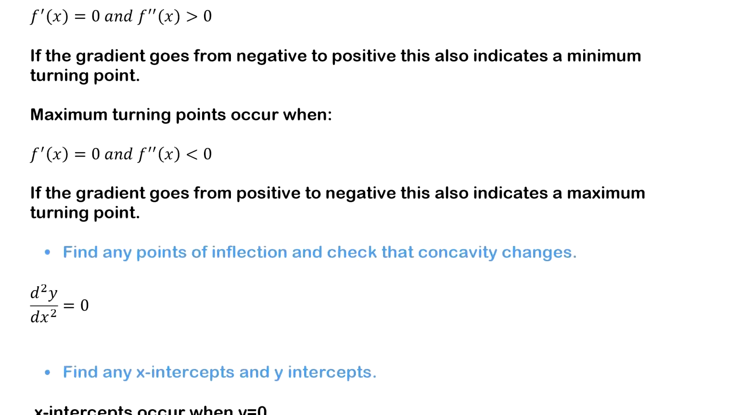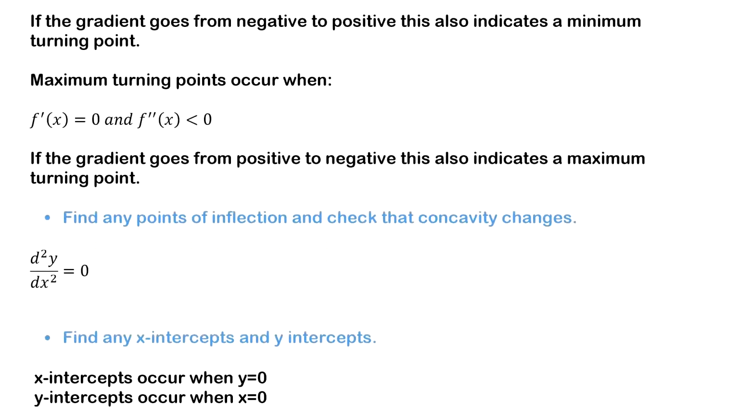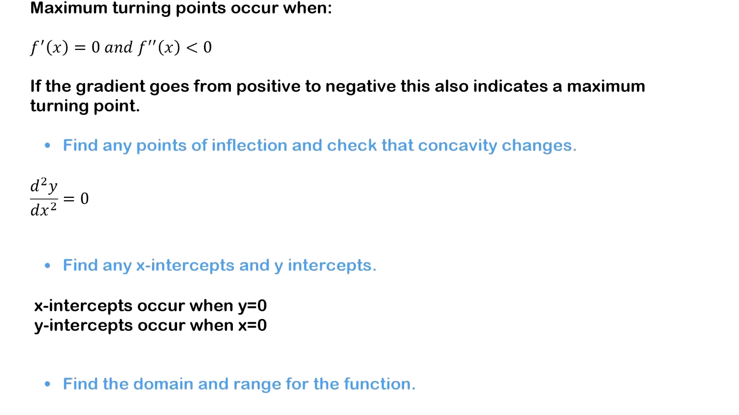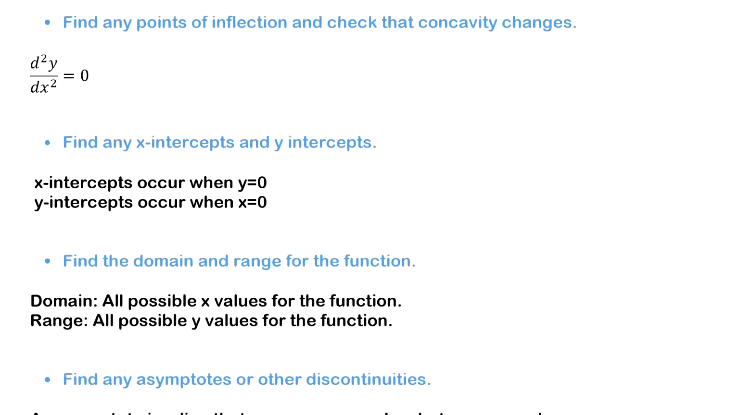Another step is finding the points of inflection and checking the concavity. Remember, points of inflection are found when the second derivative is 0 and the first derivative is 0. Another important thing to note is finding x-intercepts and y-intercepts. The x-intercepts occur when y is 0 and y-intercepts occur when x is 0. You may also need to find the domain and range for the function. Remember, the domain is all possible x values and the range is all possible y values.